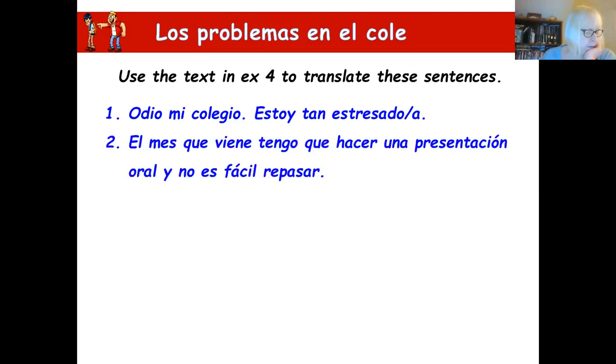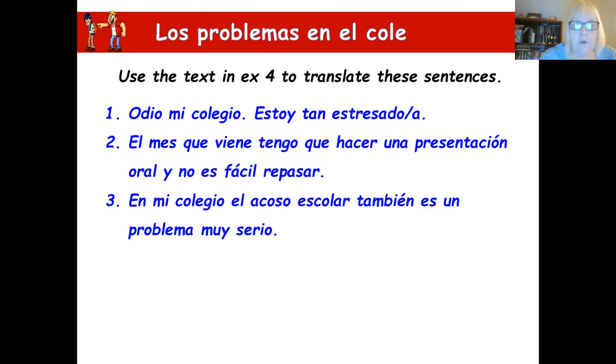Número 2. This is, next month I have to do a speaking presentation and it's not easy to revise. El mes que viene tengo que hacer una presentación oral y no es fácil repasar. So remember that repasar, go over again, to revise. Número 3 was, in my school, bullying is also a very serious problem. En mi colegio, el acoso escolar también es un problema muy serio.